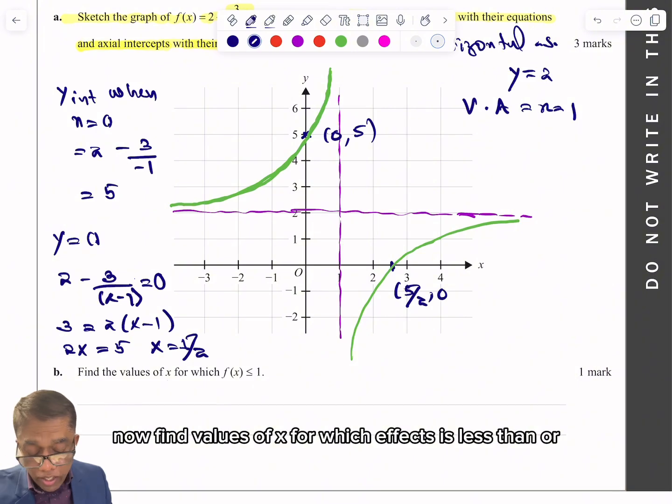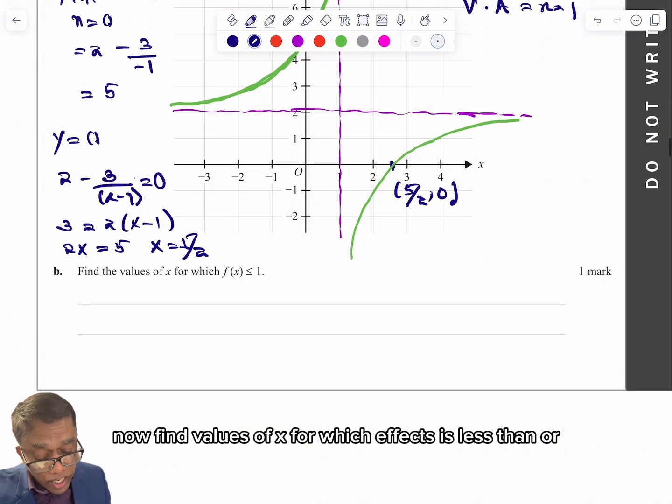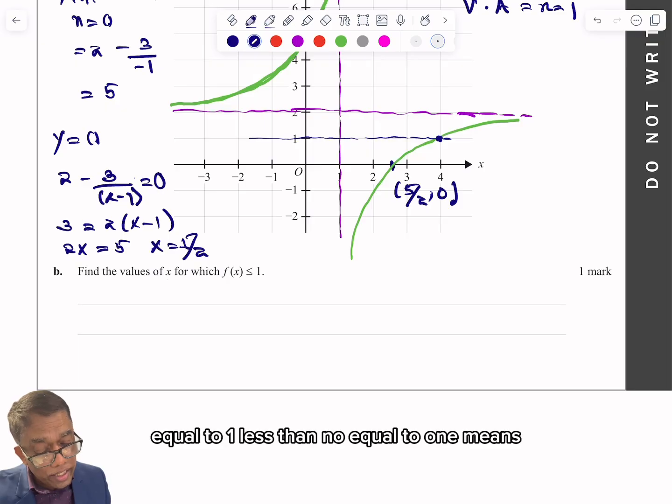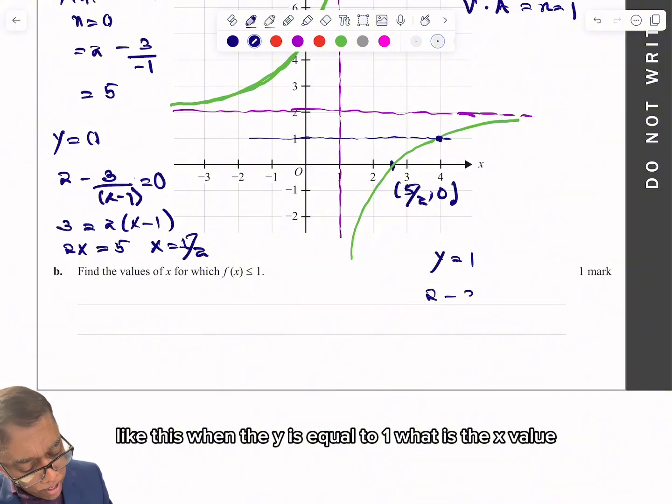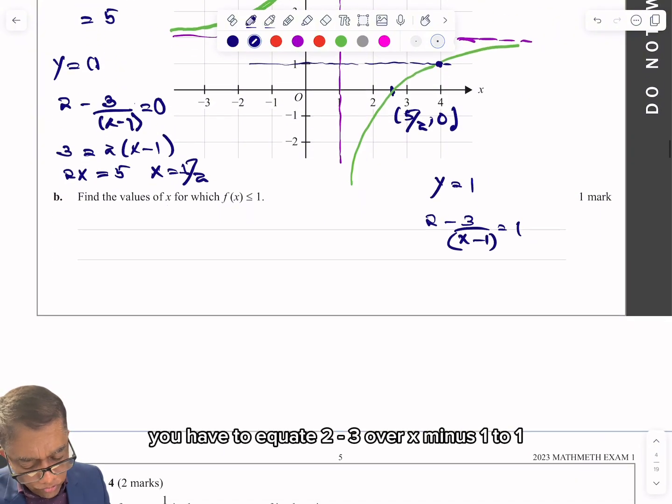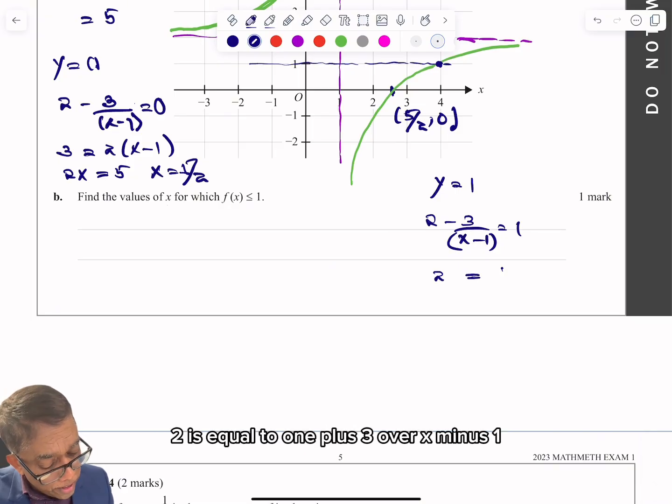Now find values of x for which f(x) is less than or equal to 1. Less than or equal to 1 means, like this, when y is equal to 1, what is the x value? We have to equate 2 minus 3 over (x minus 1) to 1. 2 is equal to 1 plus 3 over (x minus 1).